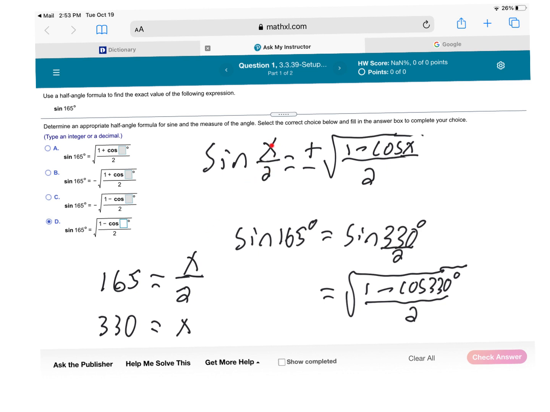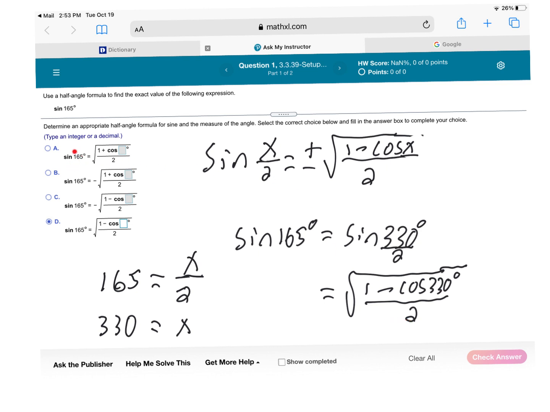And so what are we going to put in for x here? So x over 2, you set that at 165, and so you just double that. So we're going to put in 330. So sine 165 degrees is the same as sine of 330 degrees over 2. And so we put it in, we're going to replace x with 330. So it's going to be 1 minus cosine 330 all over 2.